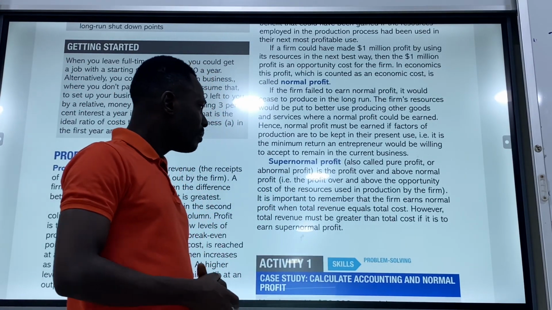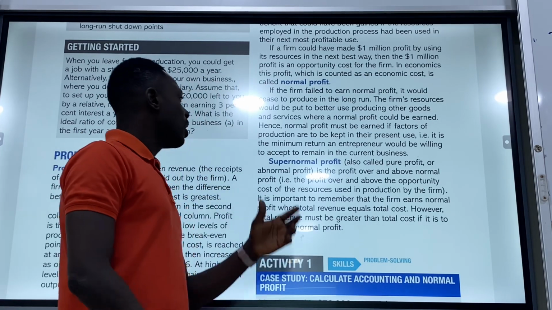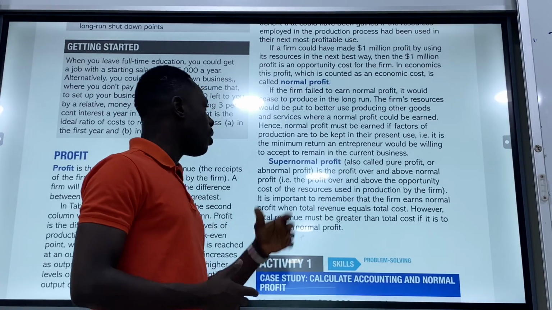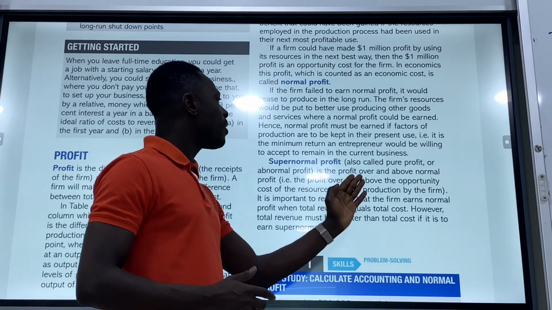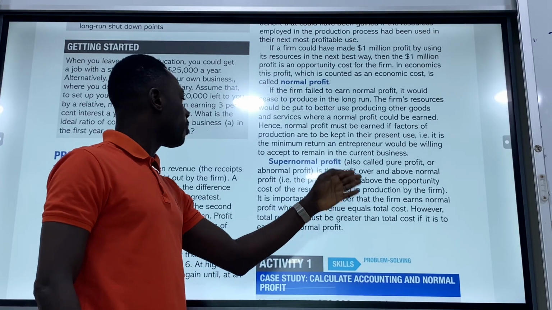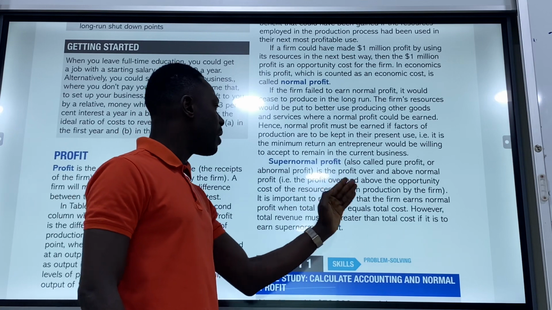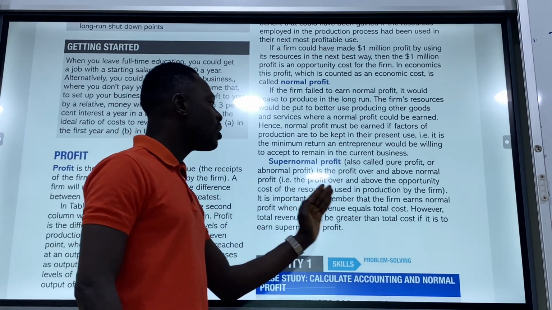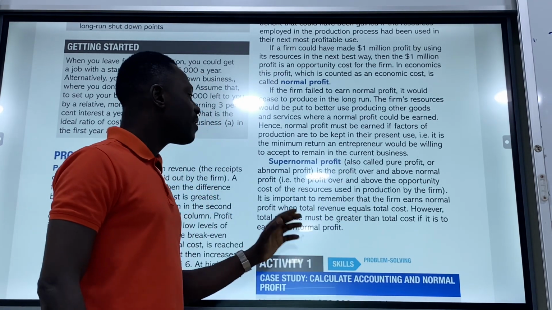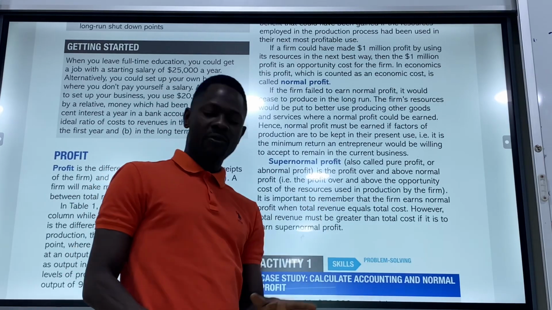Then we have the supernormal profit. Why do we call it supernormal profit? Supernormal profit, also called pure profit or abnormal profit, is the profit over and above normal profit. In essence, it is the profit over and above the opportunity cost of the resources used in the production by the firm. It is important to remember that the firm earns normal profit when total revenue equals total cost. However, total revenue must be greater than total cost if it is to earn a supernormal profit.